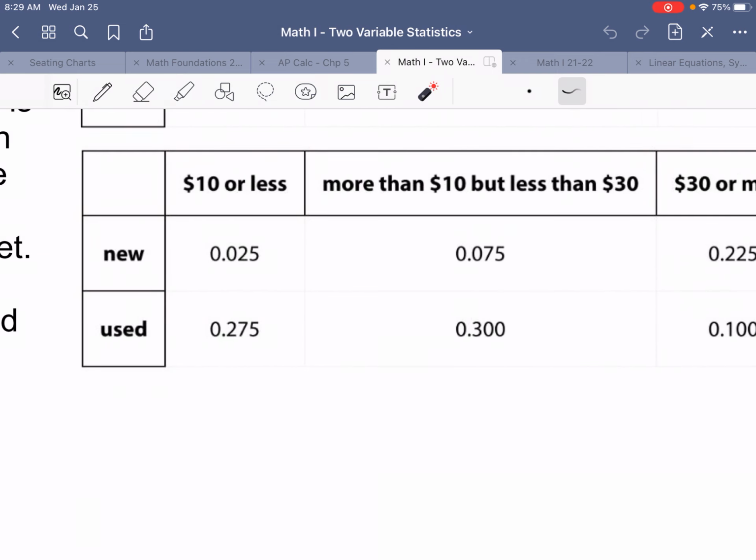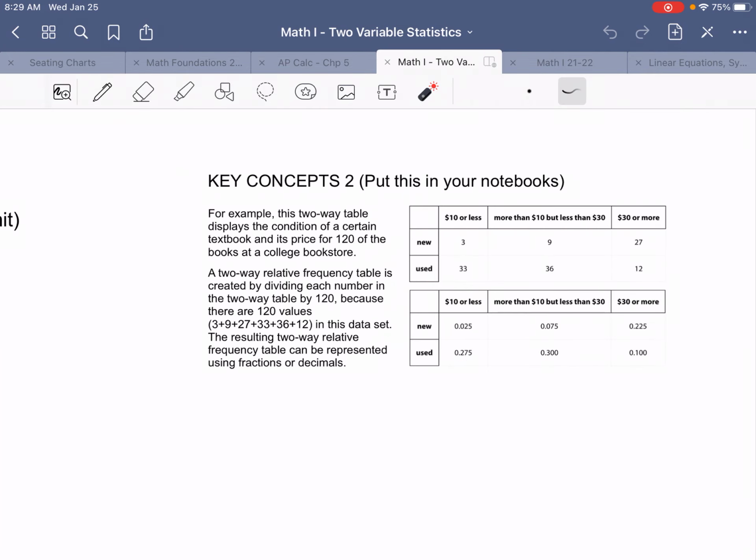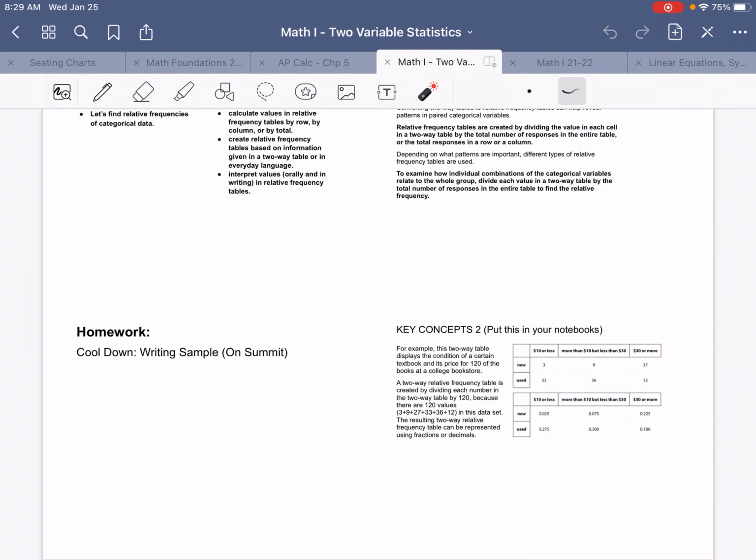Looking at that, you might say, well, that's not a percentage. Well, sure, but just move your decimal over 2 places. It's 27.5. So that's not too bad. That's one way to do it.